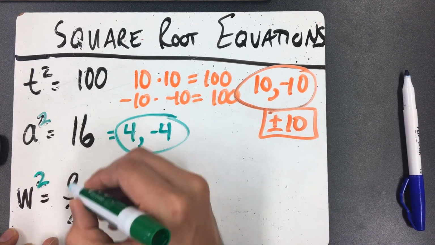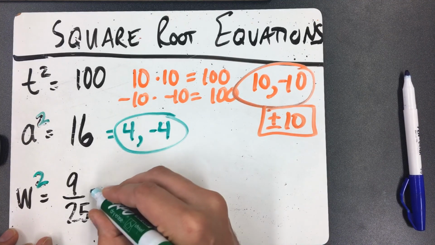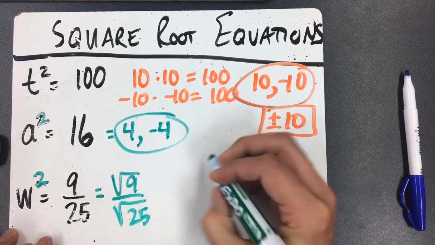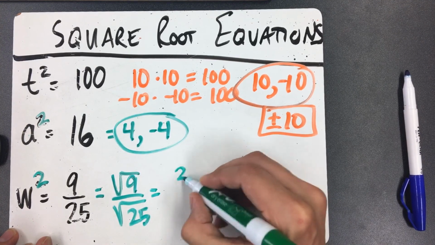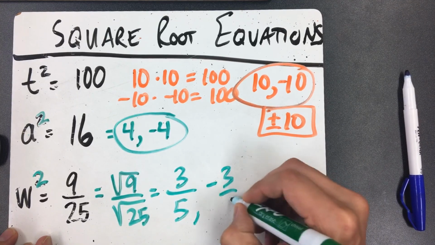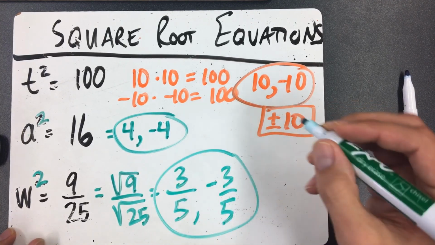And here, square root of 9 over 25. If I don't know that in my head, what's the square root of 9? What's the square root of 25? That's 3 times 3 is 9. 5 times 5 is 25. So we have positive 3 over 5 and negative 3 over 5.